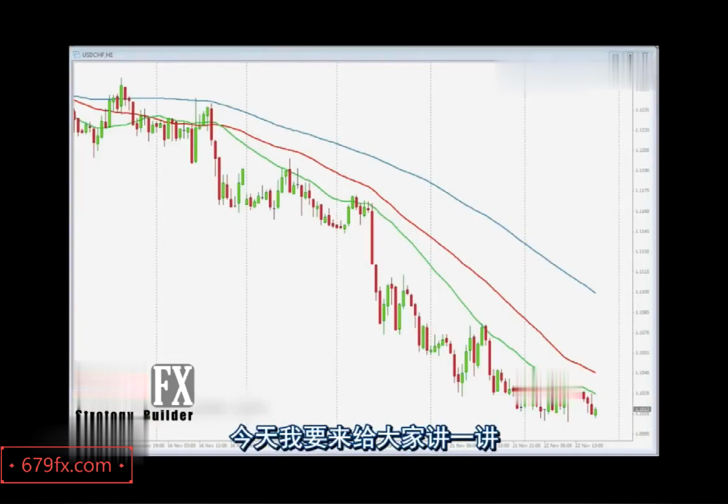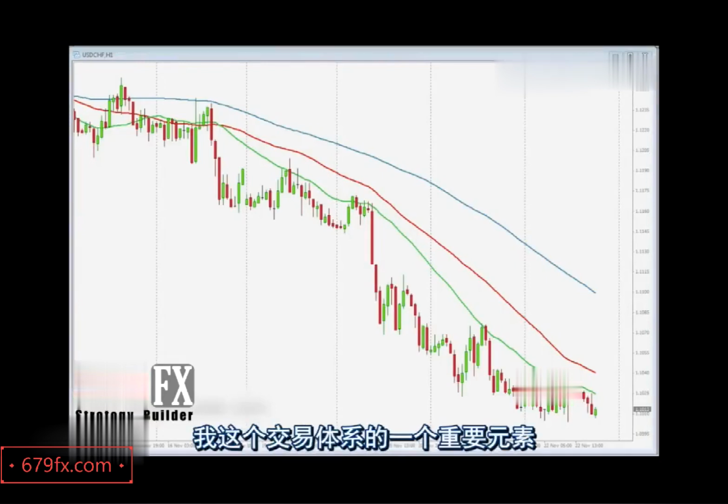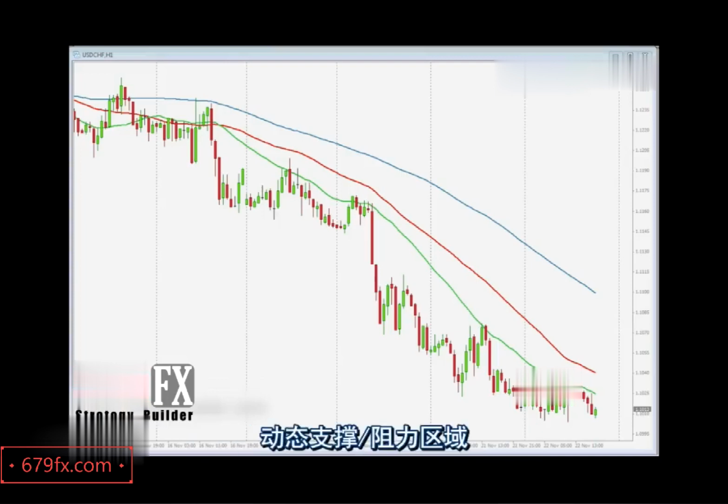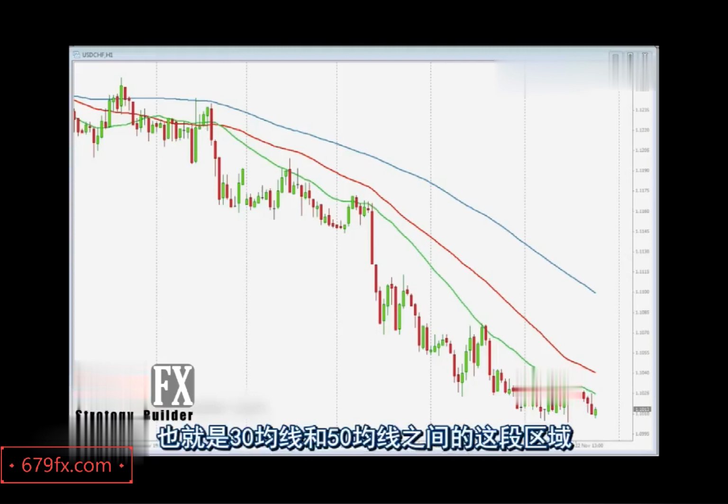In this video, I'm going to be talking about one of the main elements of my trading system. That's the dynamic area of support and resistance, which is basically the area, the band between the 30 and the 50 simple moving average of the close.